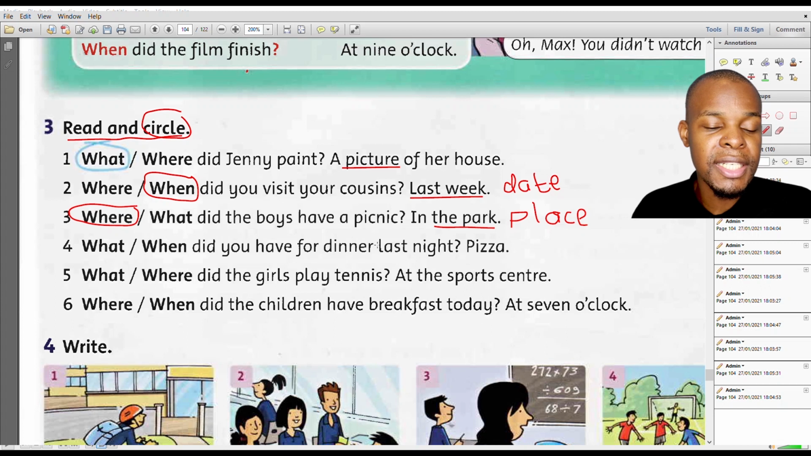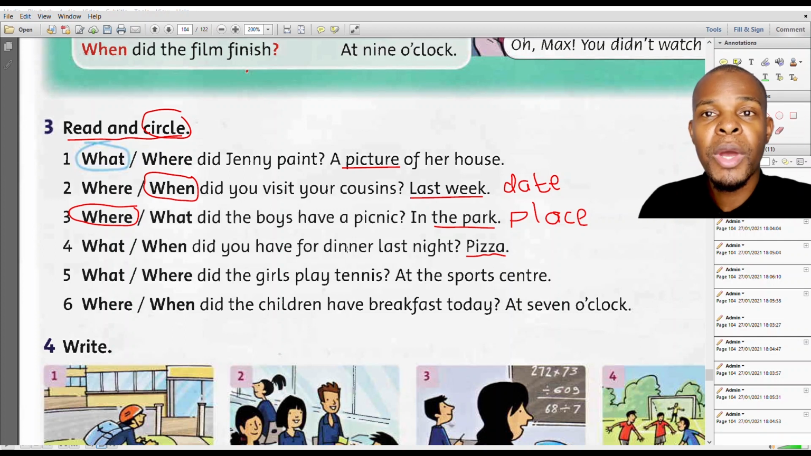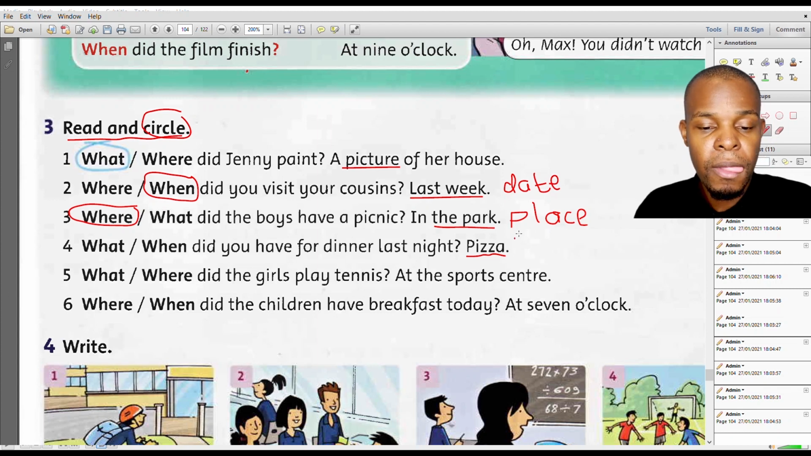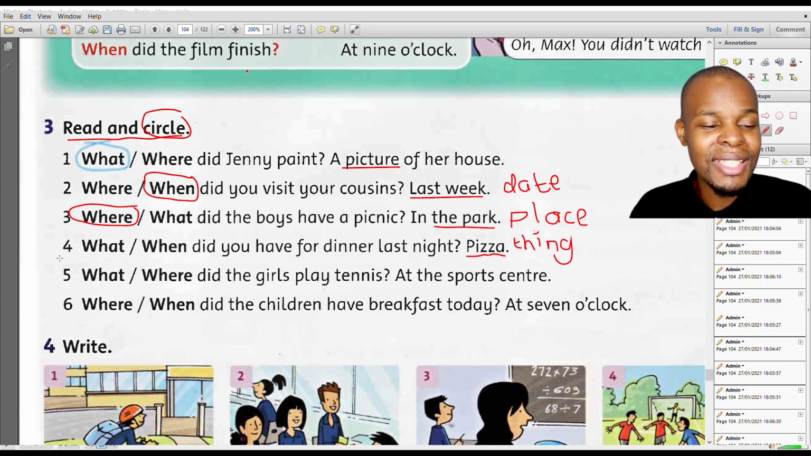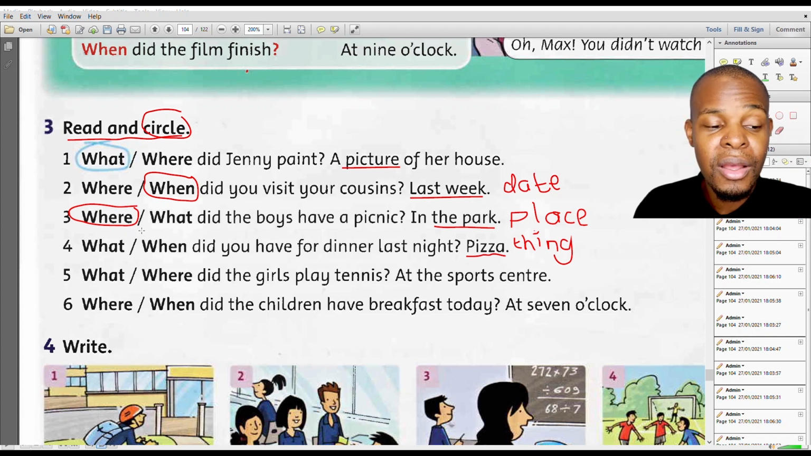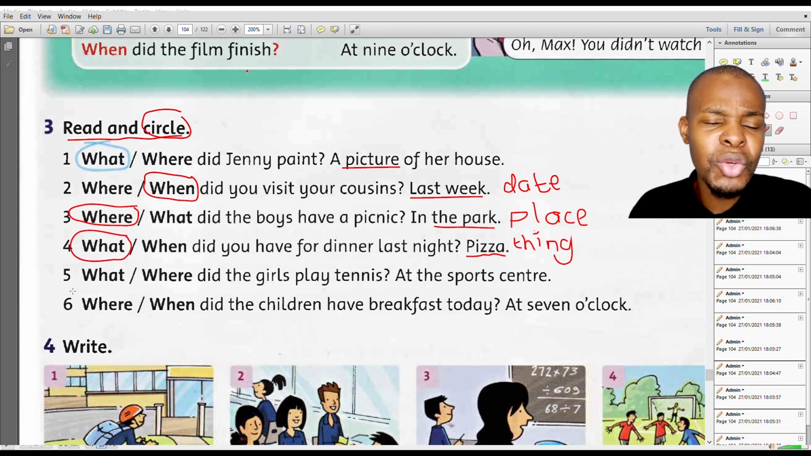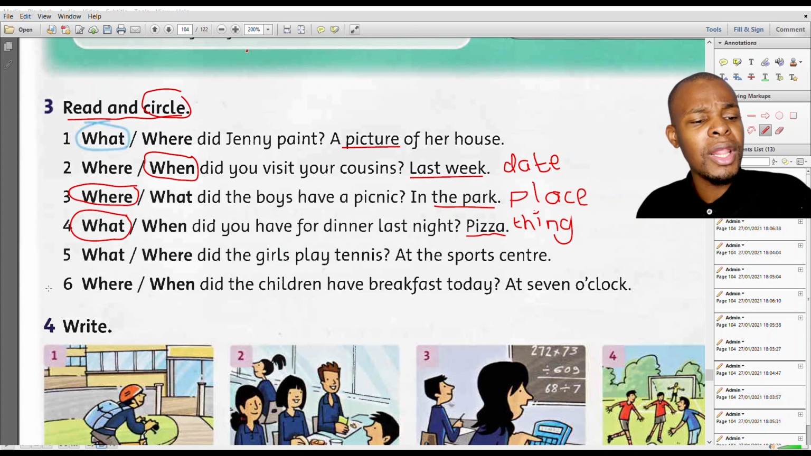Did you have for dinner last night? Pizza. So pizza, just a moment please. I'm not supposed to circle. Okay, so sorry. I shouldn't circle this. Okay, let me circle this part and this part. All right, so the next one is pizza. So what is a pizza? Pizza is a thing that you eat. So when you talk about things, you use what. What did you have for dinner last night? What did you have for lunch?